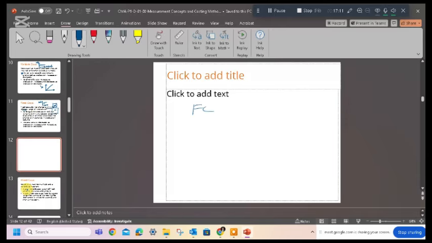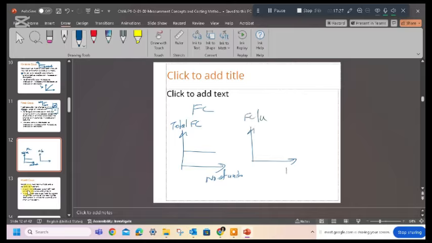Fixed cost. We saw total fixed cost against number of units. It's constant. Fixed cost per unit versus number of units takes a shape like this. It falls, but not as a straight line. It's a curve.